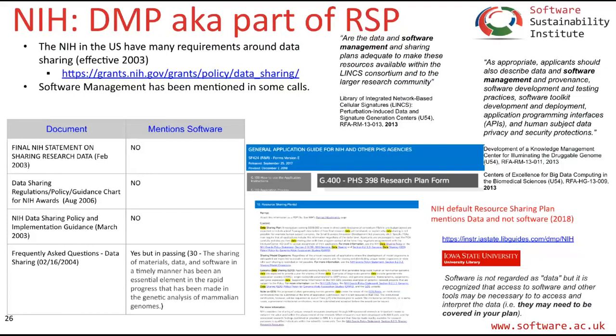So this information from the NIH has led to the situation where, for example, Iowa State University has made this statement on its institutional support pages for their researchers: Software is not regarded as data, but it is recognized that access to software and other tools may be necessary to access and interpret that data. They may need to be covered in your plan, so nothing very firm. So still in flux, some good science, but something to be built upon.